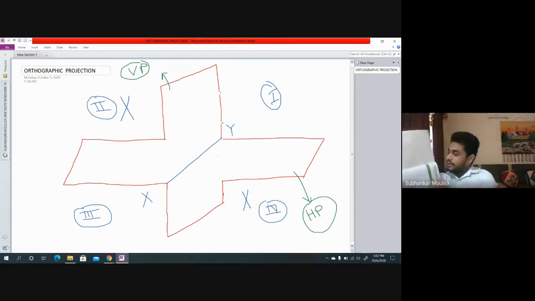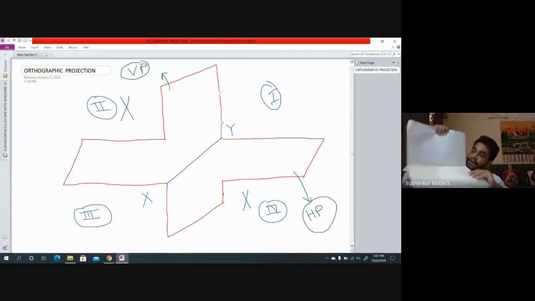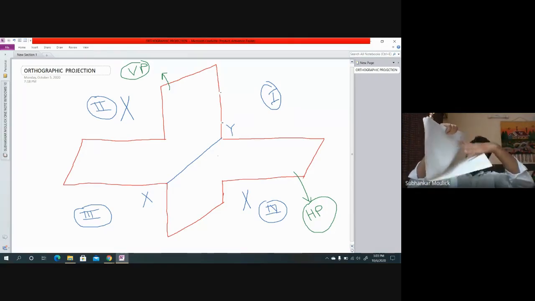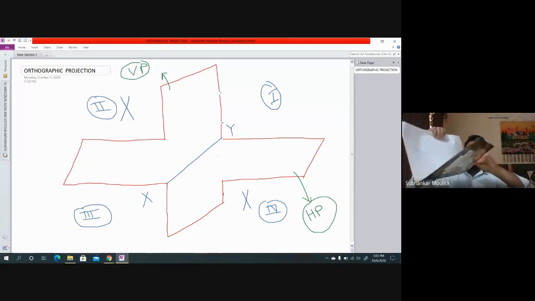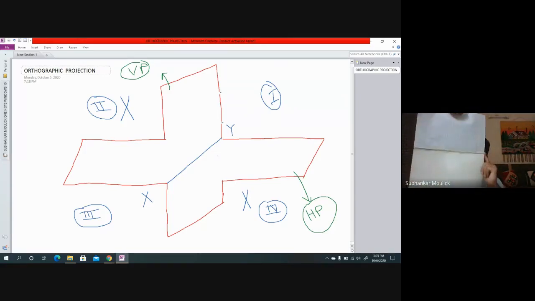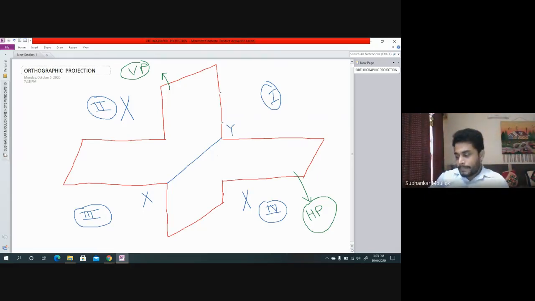This will be very helpful to you. See, this is your X, this is your Y. Now you can clearly differentiate that this bottom one is my horizontal plane and this vertical one is my vertical plane. The angle between the horizontal and vertical plane is 90 degrees, and this is that dividing line. This is X, this is Y. Is it clear to all of you? Any doubts so far?